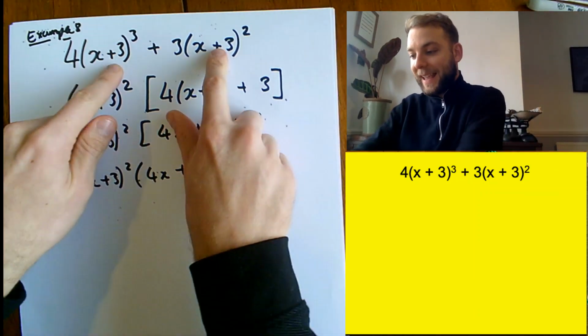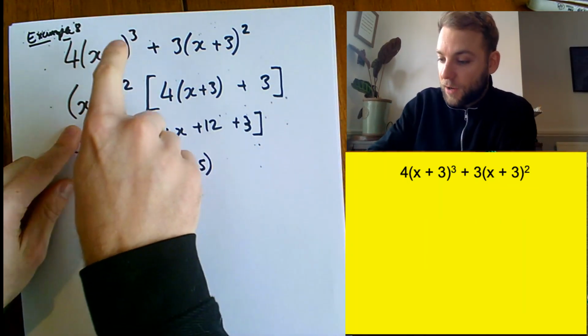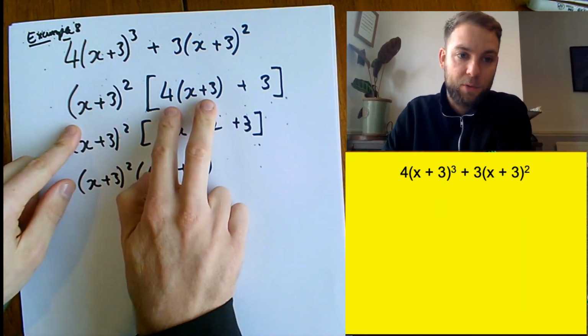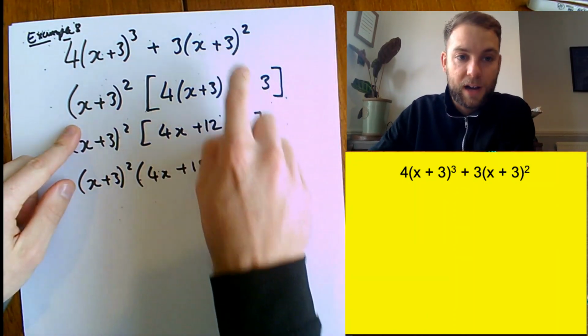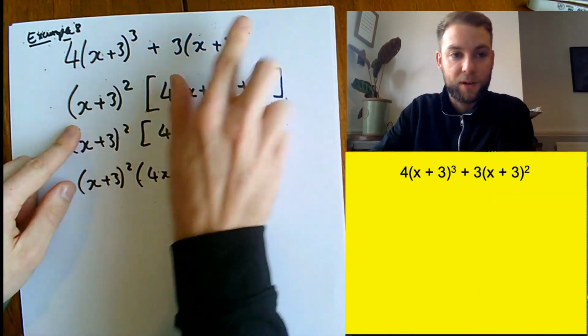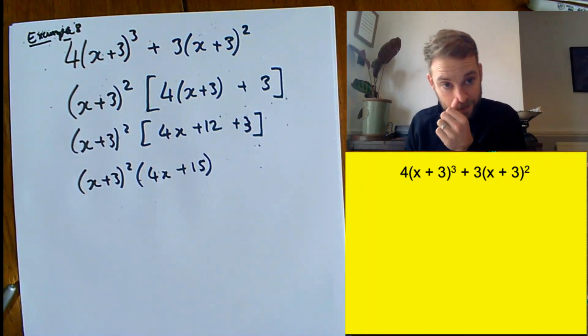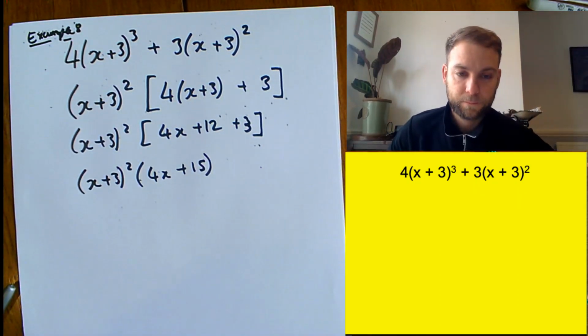So what we've done here is we've taken out x plus 3 squared. If I take out x plus 3 squared from this, it just leaves me with 4 times by x plus 3. If I take x plus 3 squared out of this one, I'm just left with that 3. Then I simplify, and I'm left with that.